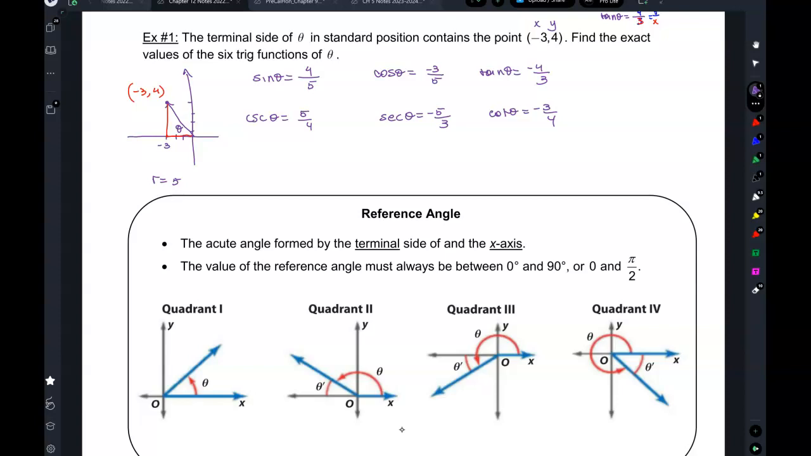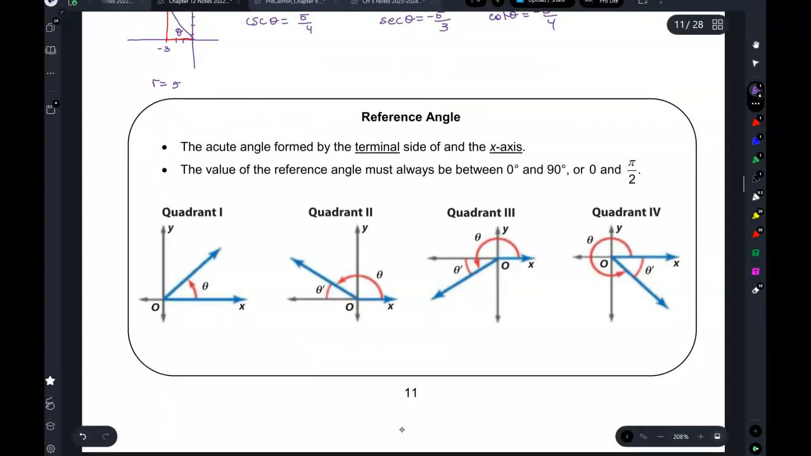Yeah. No, you have to put the negative. You have to put the negative. Okay. So, reference angle. This is a brand new thing you've never seen before.